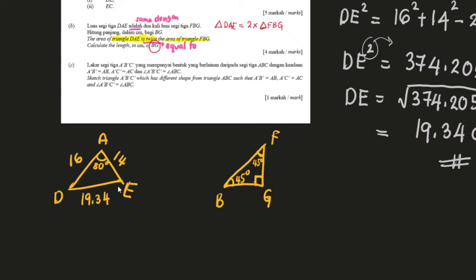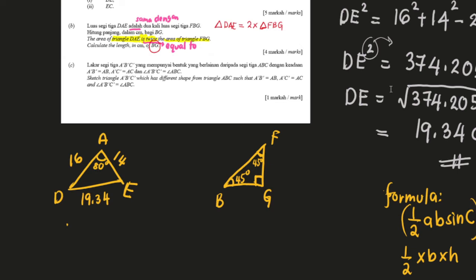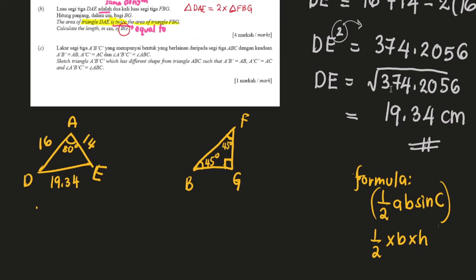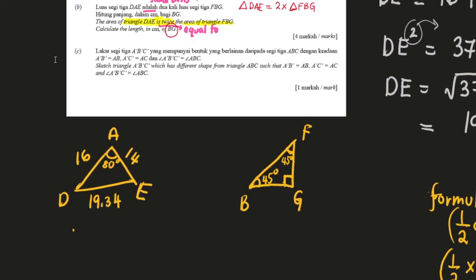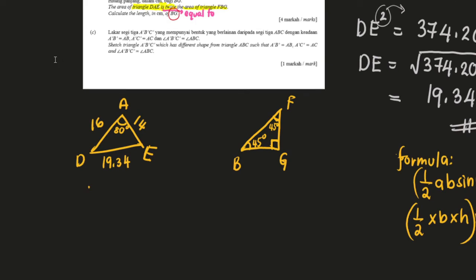The area for this triangle, I'm going to write area for this triangle. Triangle area, use the formula. There are two formulas you can use: 1 over 2 times AB sine C, or 1 over 2 times base times height. The first one you use when it's not a 90-degree triangle. The second one you can use when it's a right angle triangle. Now let's look at the question and the way to solve this.